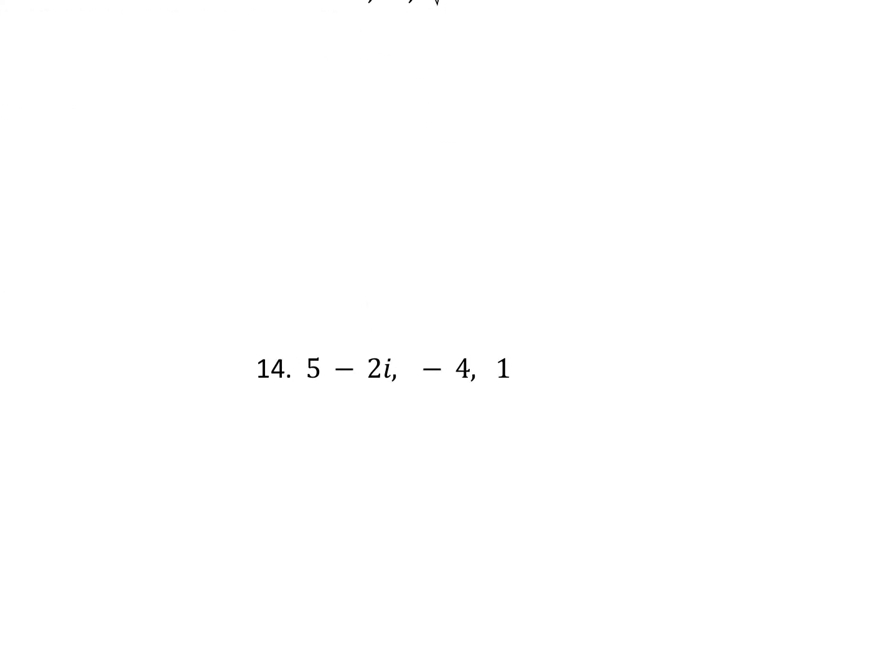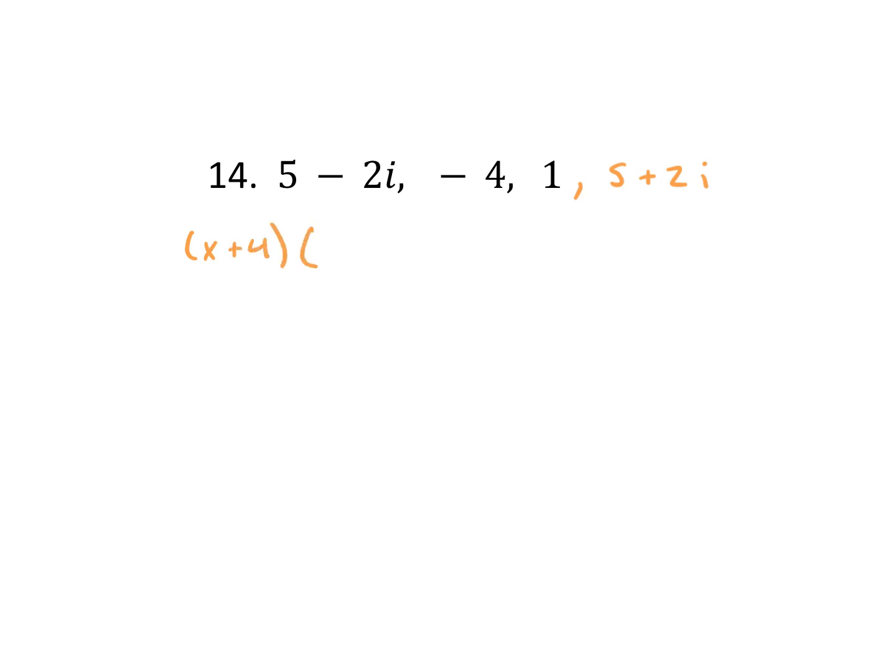So let's look at 14. So am I missing any zeros here? Yep. What is it? 5 plus 2i. So now I need to put all of these in factored form. So I have x plus 4, x minus 1, x minus 5 minus 2i, and x minus 5 plus 2i.